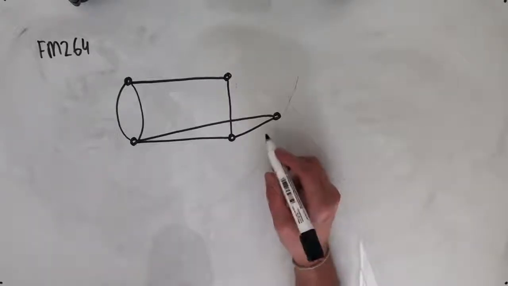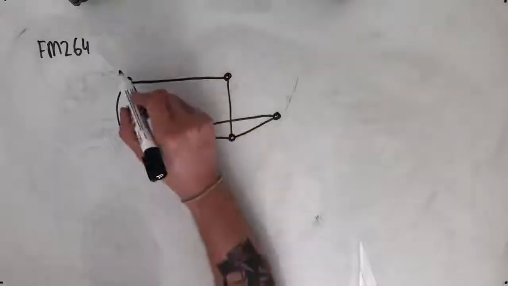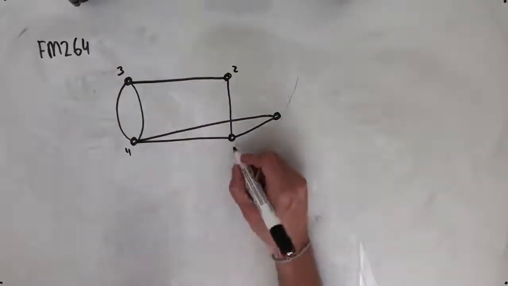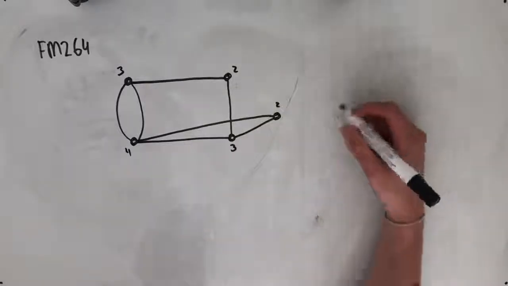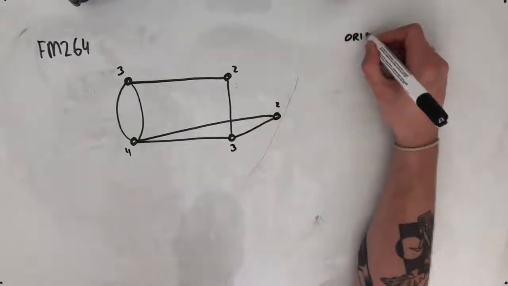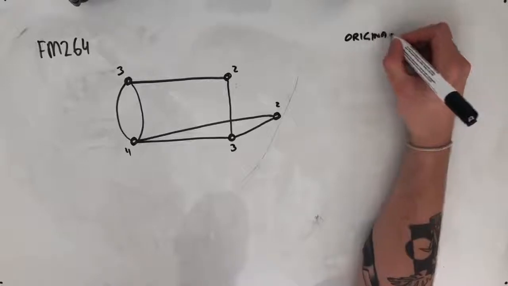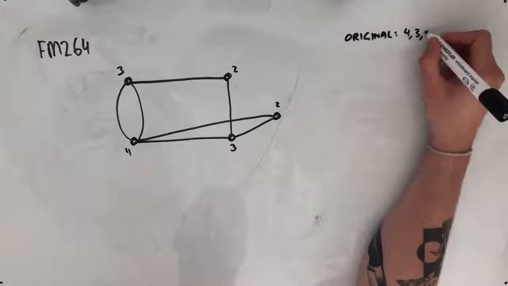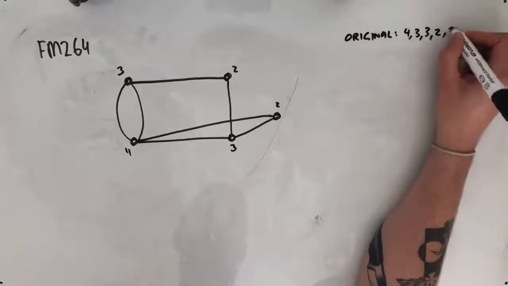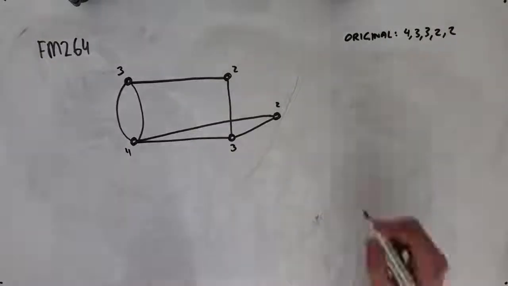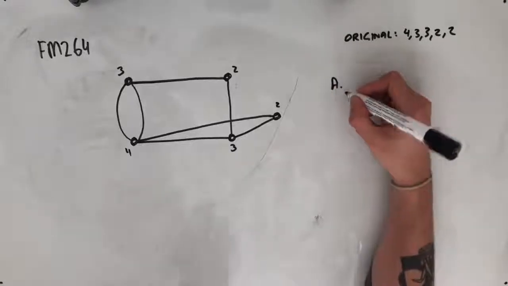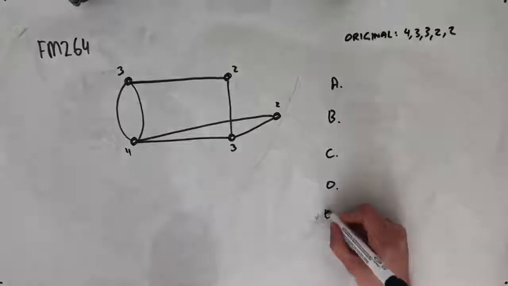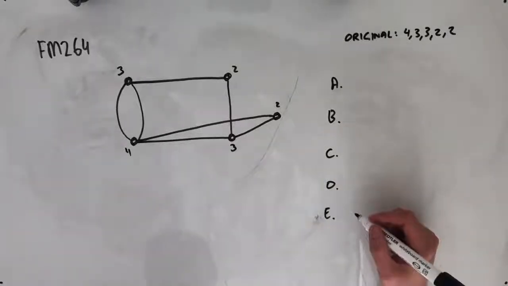So what we're going to start off with is finding the degree of each vertex. We've got a 3, a 2, 4, 3, 2, which means that our original graph is going to have degrees of 4, 3, 3, 2, 2. And then we're going to compare this to the degrees of our 5 options and try and eliminate some options from the get-go if we can.